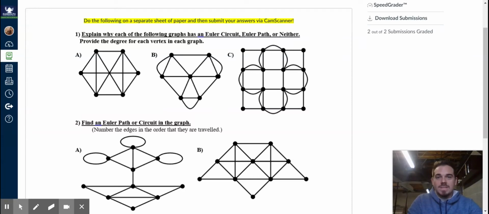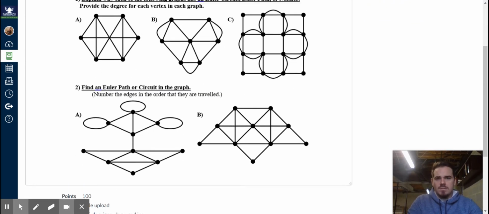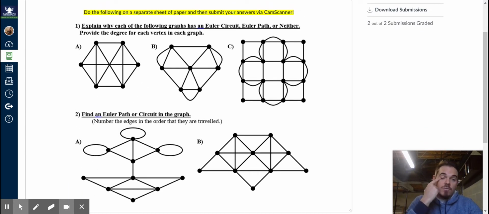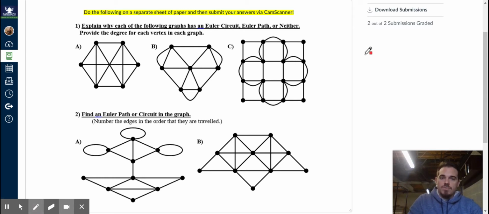Okay, today you all are going to be working on the practice here on the Euler path. You've got really like 5 questions, but 2 situations, A, B, C, and then A, B. So if we take a look at the first one, it says explain why each of the following graphs has a Euler circuit, Euler path, or neither. Provide a degree for each vertex in the graph. So I want you to tell me what the degree is on each vertex for the graph.